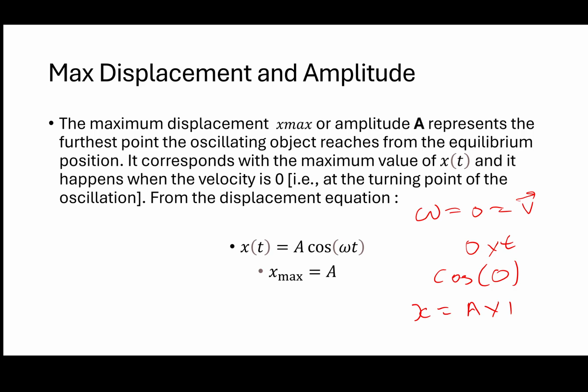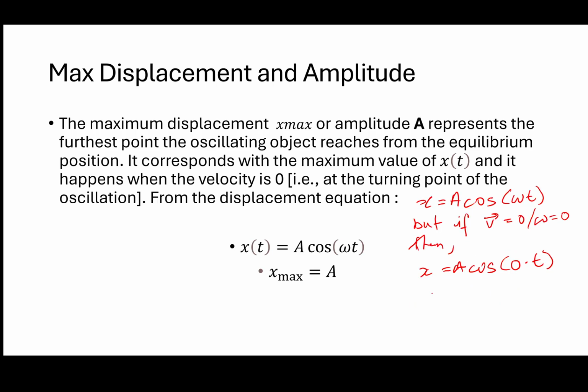Then x is going to be equal to A cos of 0 times t, which is 0. x is equal to A cos 0. Cosine of 0 is 1. x is equal to A times 1. x is equal to the amplitude. Does that make sense? Should make more sense now, right? So when the speed or the angular frequency is 0, the displacement is maximum, or the displacement is equal to the amplitude. That is what I'm trying to get across here. Is that fine?